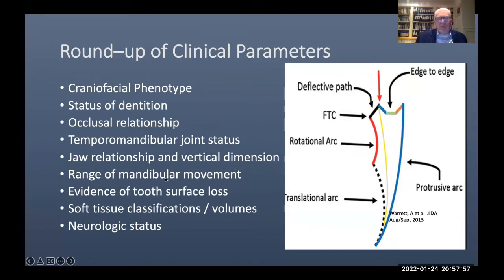The range of mandibular movement, that would be vertical mandibular movement and lateral movements, obviously affected by anatomical considerations and pathological considerations. Evidence of tooth surface loss, how's that been? Is that mechanical? Is it chemical? Is it a combination of both? And the soft tissue classification of volumes, and then looking at the neurological status, the age-related ability to maneuver the jaw. So lots of those parameters are wrapped up in the Posselt's envelope, just as a reference.